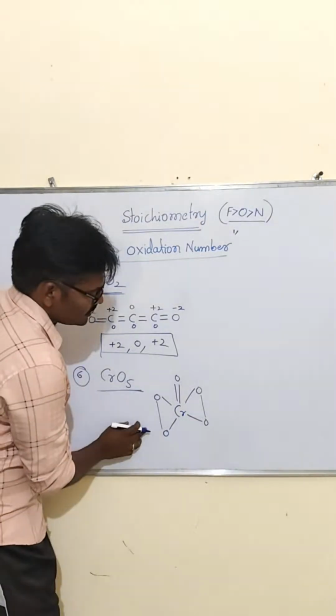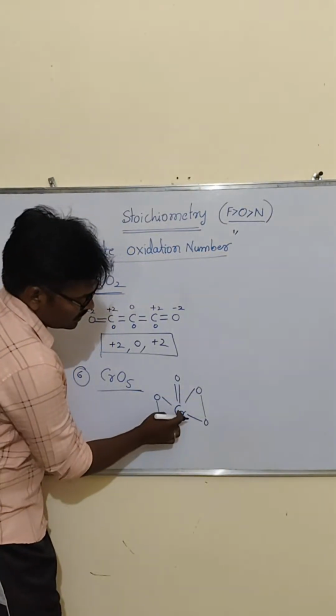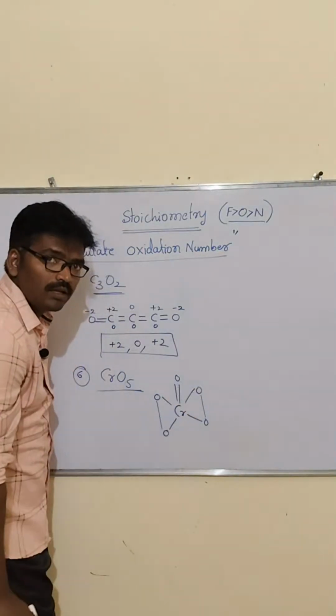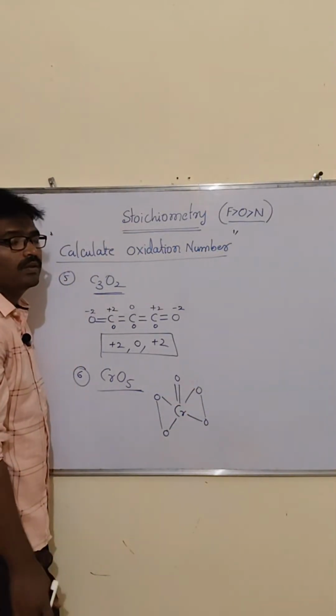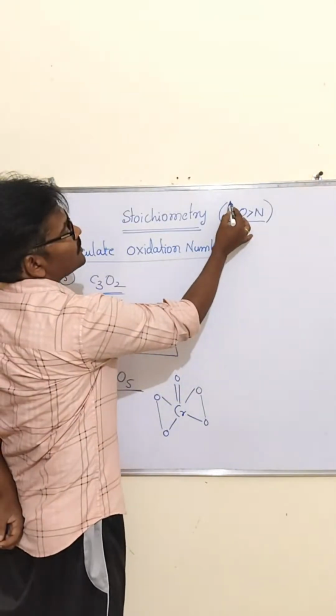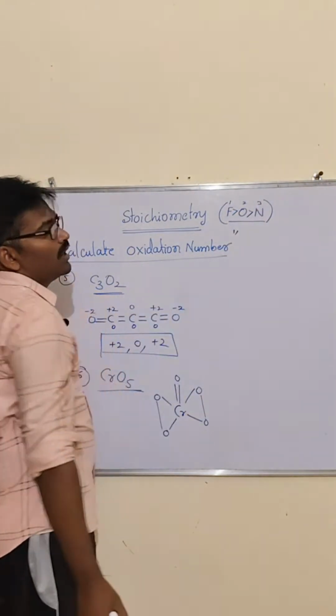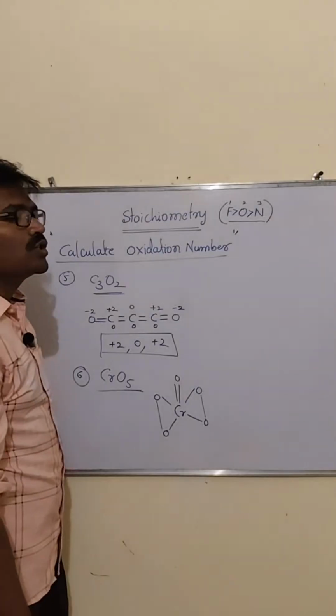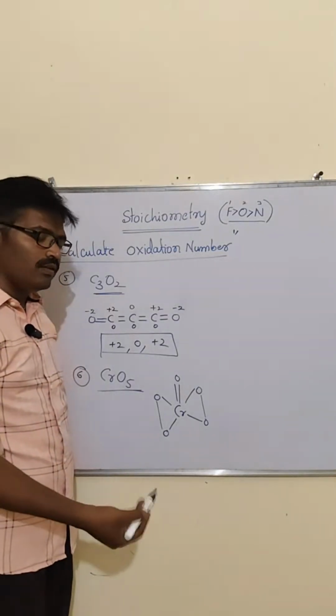If you see in this case, then wherever you look at chromium, oxygen will be there. Oxygen is the most electronegative atom. So I told you the electronegativity rankings: first fluorine is the most electronegative, then oxygen, then nitrogen.